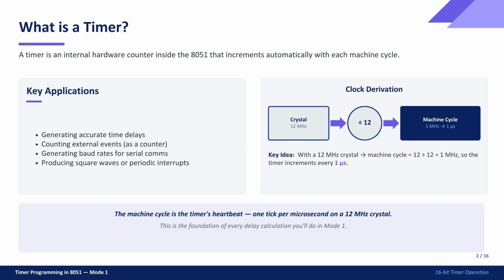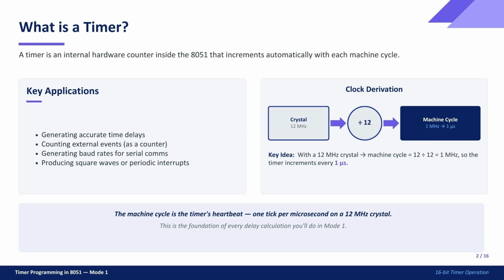By the end of this video, we will learn what timers are, why they are used, how to configure them using registers like TMOD, TH0 and TL0, and how mode 1 actually works inside the chip, and finally we'll look at a complete example program that generates a square wave using timer 0 in mode 1. So let's get started. First, let's understand what a timer really is.